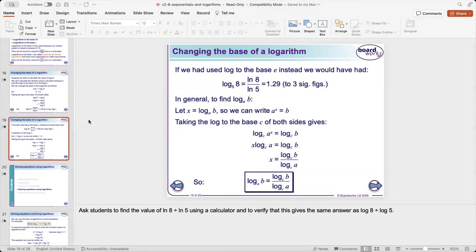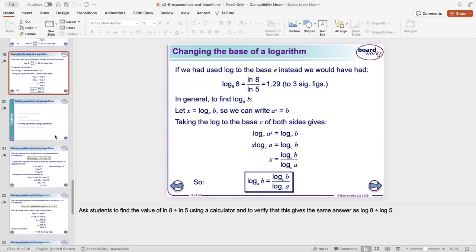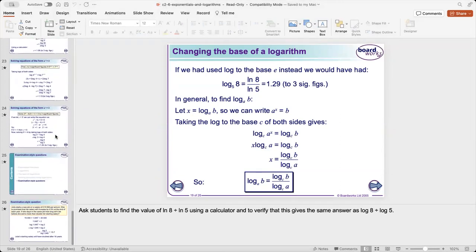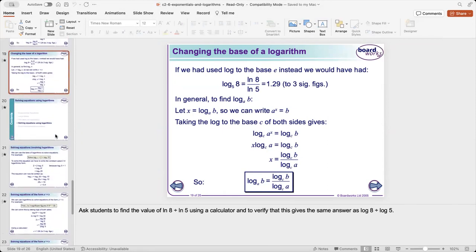So another part of logarithm is when you change the base of it. So when the base is being changed, for example, if you have log base equals to this, that gives you 1.29.